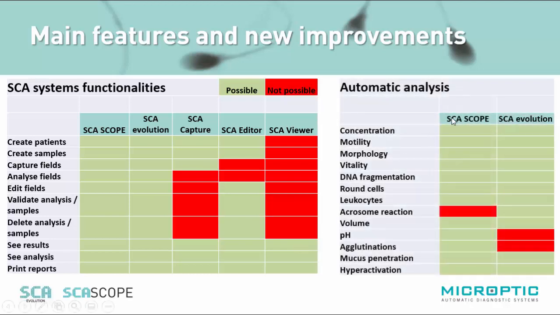And regarding the difference between the SCA scope and the SCA evolution, both can do more or less the same analysis. In the SCA scope, it's not possible to do the acrosome reaction because fluorescence is necessary, and the SCA scope has no fluorescence. In the SCA evolution, it's not possible to do the pH analysis and agglutinations, which are only possible with the SCA scope. Also, both systems can do functional tests like mucus penetration analysis and hyperactivation analysis.